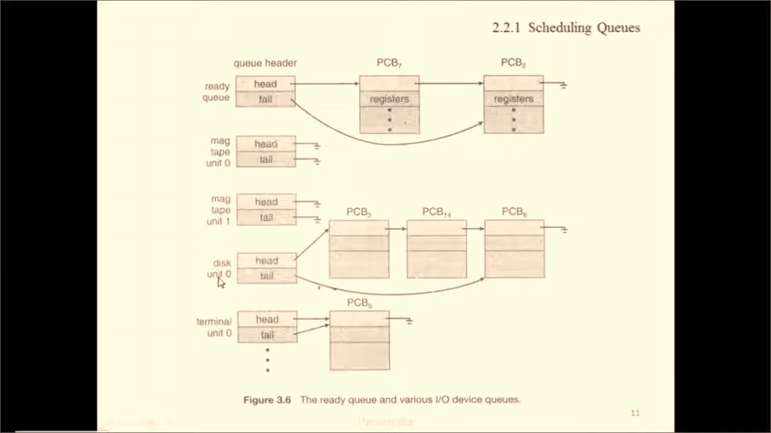Okay? Again the same thing, this header contains two pointers, one to the top, another to the last. This is again a singly linked list. There might be another device called terminal unit 0, might be shared among a number of processes. When one process is using it, another process has to wait. Now typically here, peculiarly, there is only one PCB in this list. So head and tail both are pointing to the same PCB.